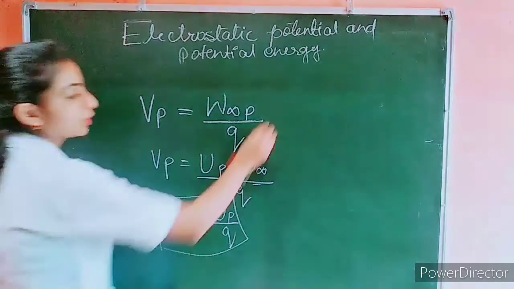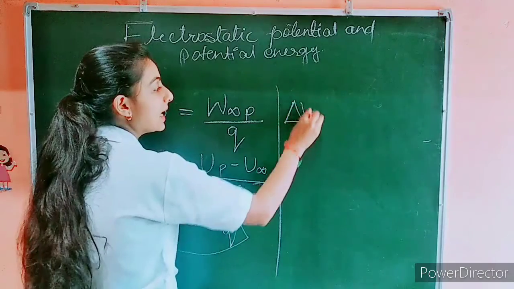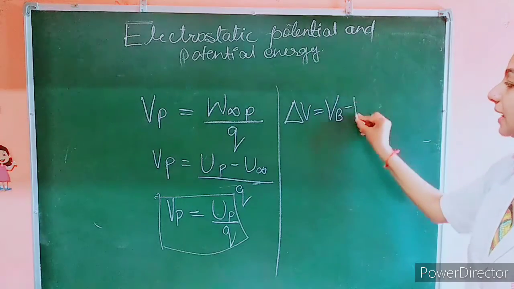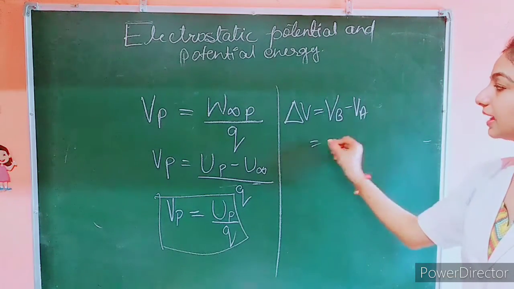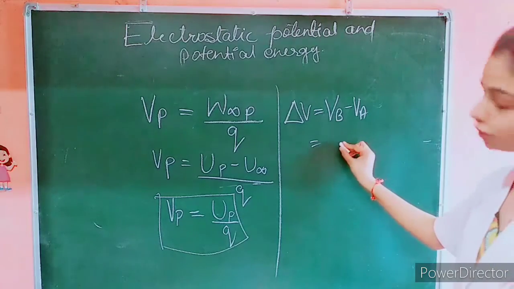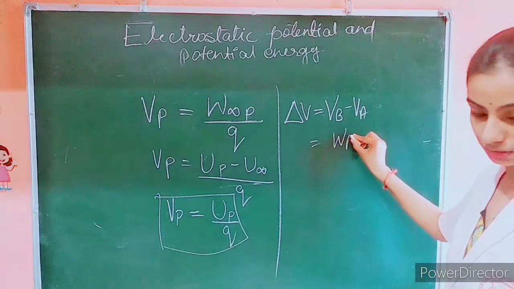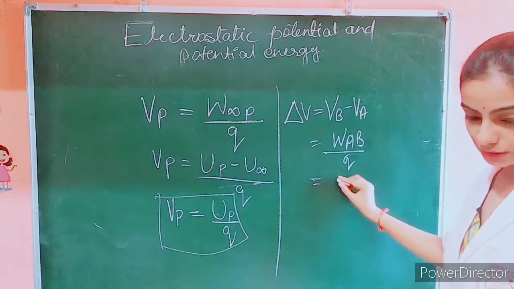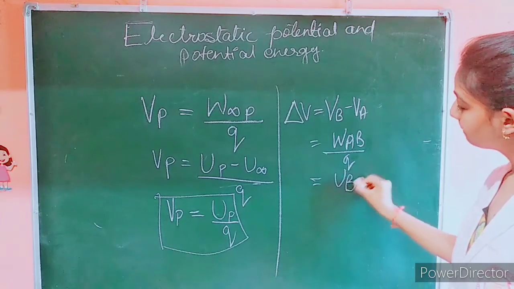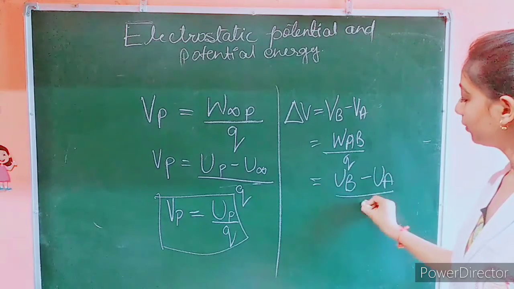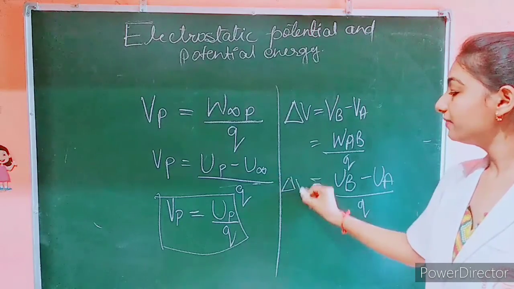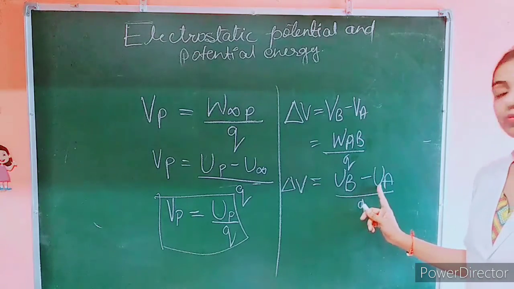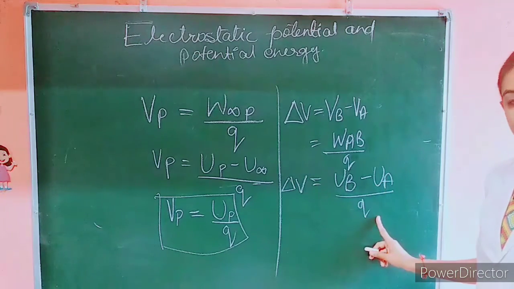Now, the potential difference, that is del V, is equal to Vb minus Va, and we can say that this will be equal to W AB upon Q, which is equal to UB minus UA upon Q. So del V, that is the electrostatic potential difference, will be equal to the difference of potential energy per unit charge.